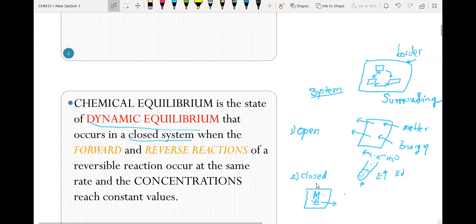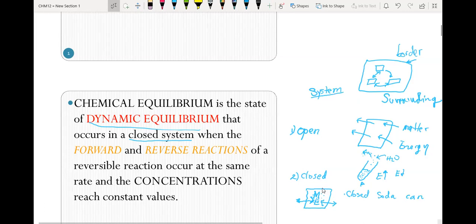You put, for example, a closed soda can on the fridge and it cools down inside. You leave it outside under the sun, it will warm up. So energy gets in, absorbs heat. So you see there's a flow of energy, but not matter. That is a closed system.